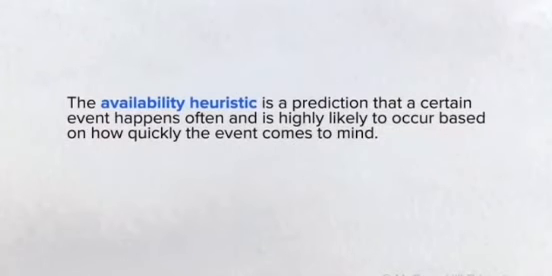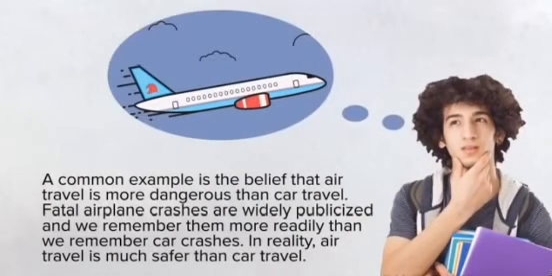The availability heuristic is a prediction that a certain event happens often and is highly likely to occur based on how quickly the event comes to mind. A common example is the belief that air travel is more dangerous than car travel. Fatal airplane crashes are widely publicized, and we remember them more readily than car crashes. In reality, air travel is much safer than car travel.